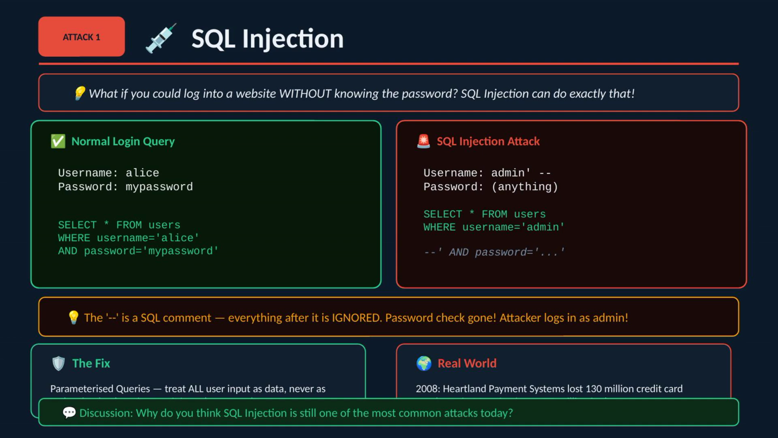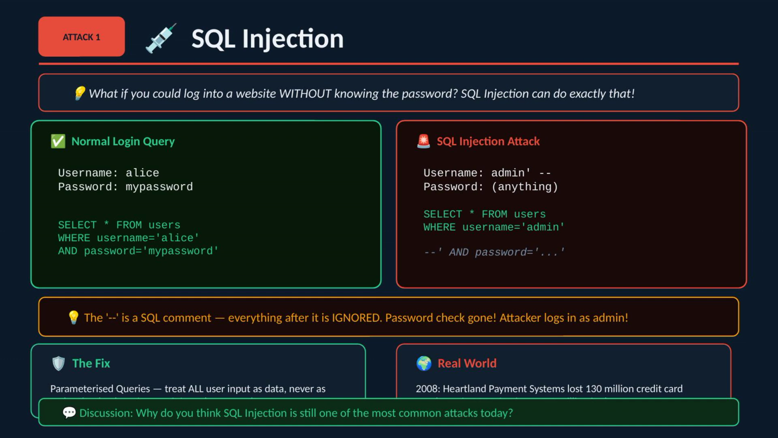Go. Our first web attack, and one of the most famous, is SQL Injection. Before we explain it, let me ask you something. Have you ever seen a login page where you type your username and password? Of course you have. Now what if I told you that with the right trick, you could log in without knowing the password at all? That is SQL Injection. Here is how it works.